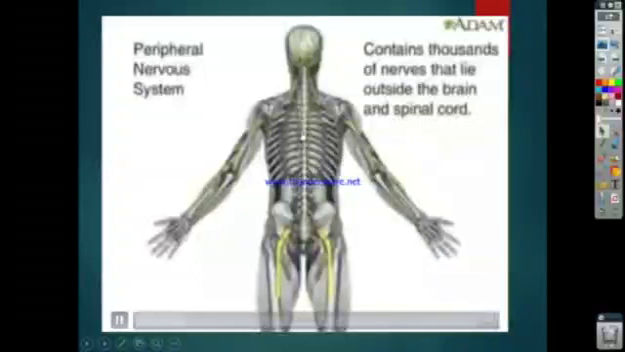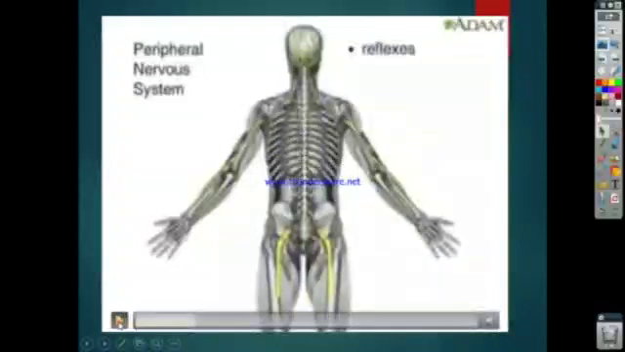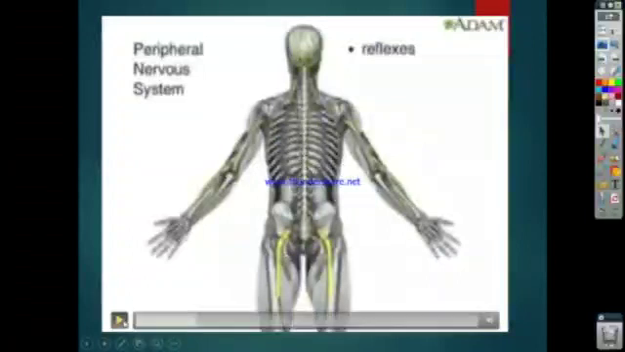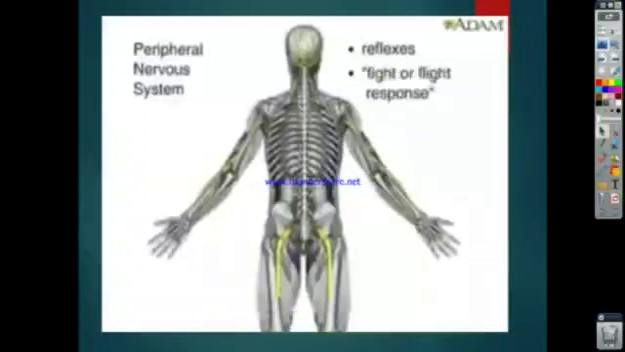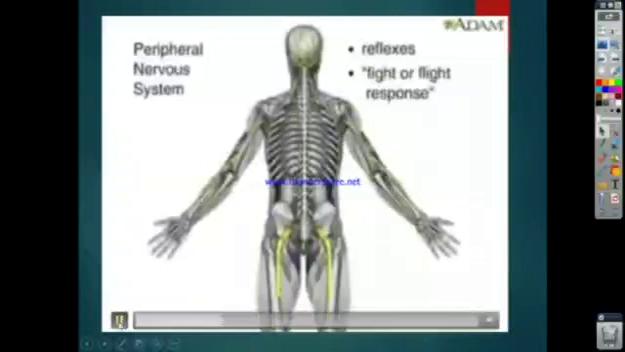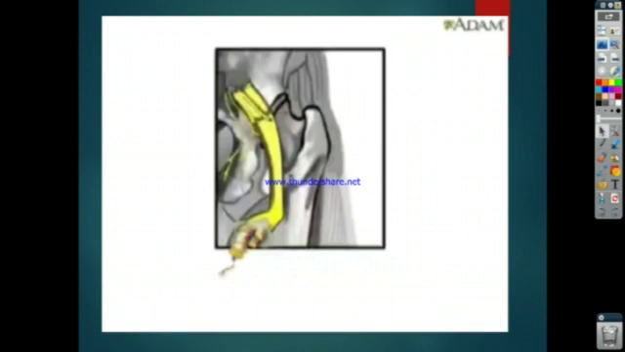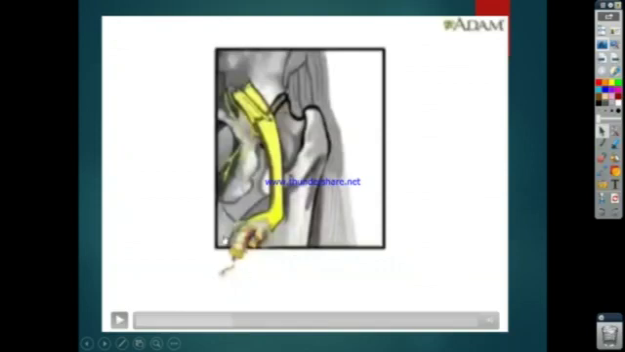The peripheral nervous system connects all parts of the body to the central nervous system. It's responsible for reflexes, fight or flight response. The peripheral nervous system uses specialized structures called nerves that carry information between your body and your central nervous system.